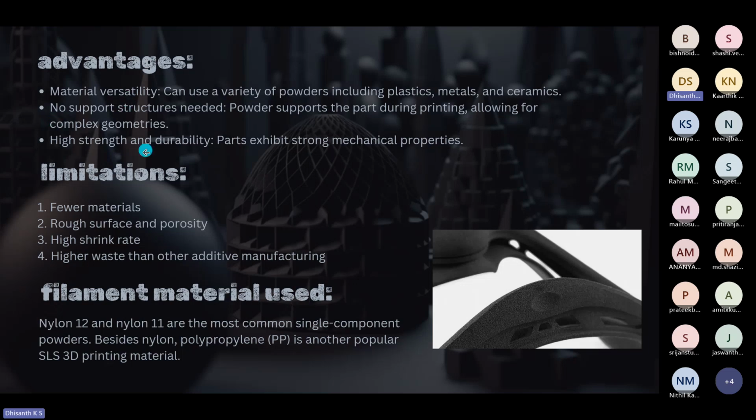The limitation of the SLS 3D printer is that fewer materials can be used, as it is in the form of a powder. Only a few materials can be used with this method. The second limitation is that because we are using powders, it can result in rough surface and porosity. And third is a high shrink rate. As the laser is a high energy emitting source, it can cause the model to shrink. And the fourth point is higher waste than other additive manufacturing.